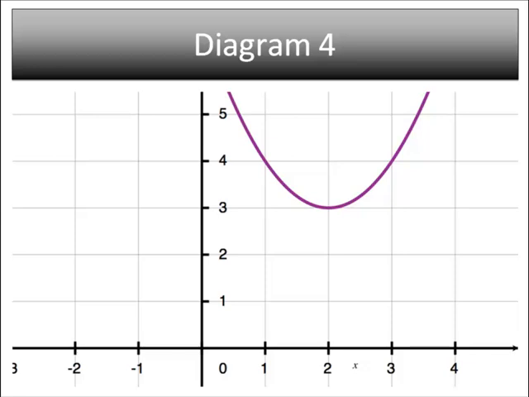And try this one yourself. So press pause and have a go at it. And then when you're ready for the solution, press play.